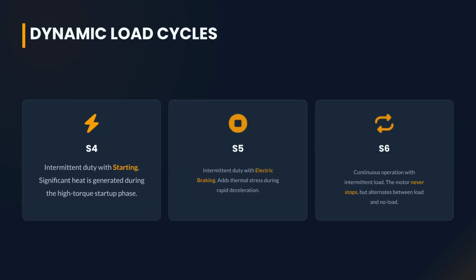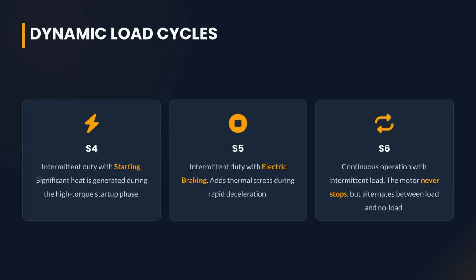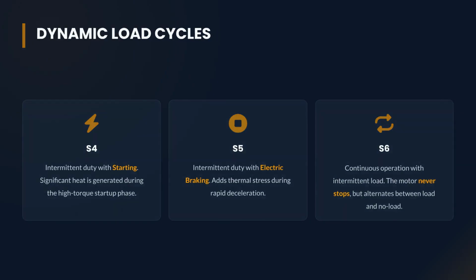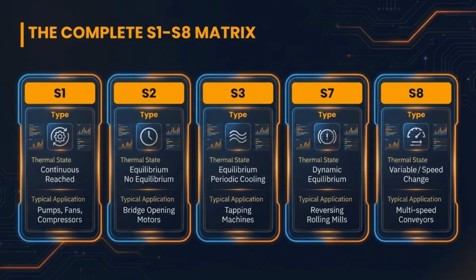Dynamic load cycles include S4, intermittent duty with starting, which generates heat during startup. S5 adds electric braking, increasing thermal stress during rapid deceleration. S6 is continuous operation with intermittent load, where the motor alternates between load and no load but never stops. Here is a complete matrix of S1 through S8.